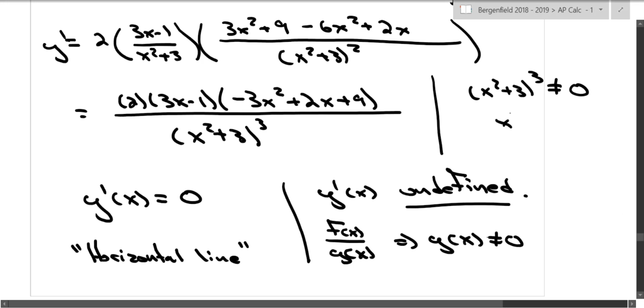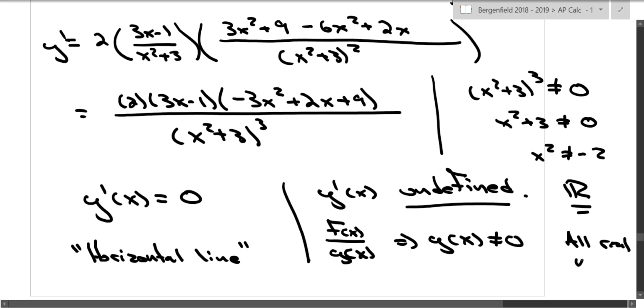You could take the cube root of both sides, and you would see that we're trying to take the square root of a negative number. So we're only dealing with the reals in this case. So this function is defined for all real numbers, because there's no number I can put in there that would make the denominator 0. Okay, that's a good add-on to this question.